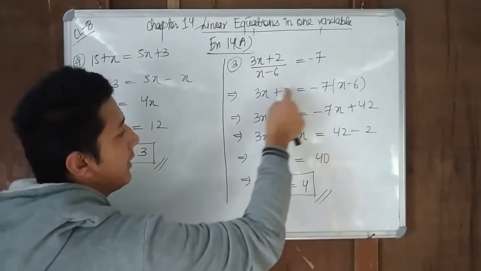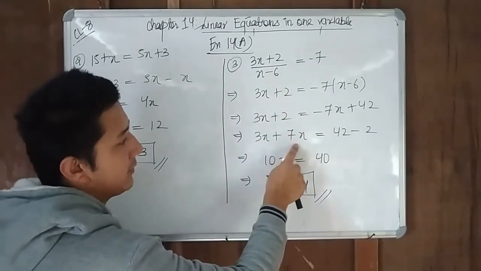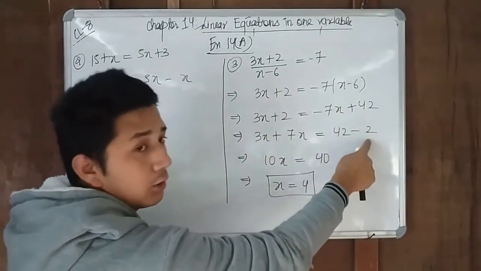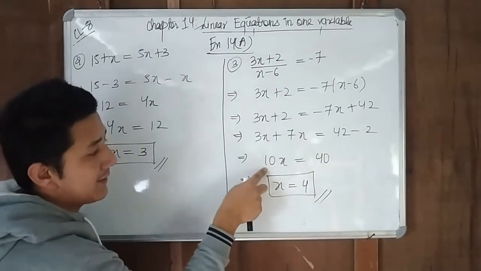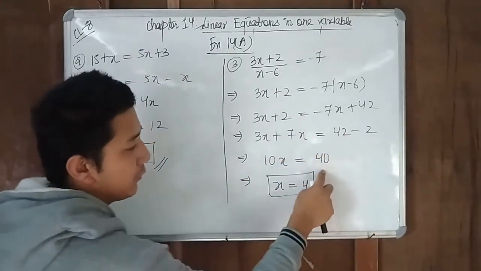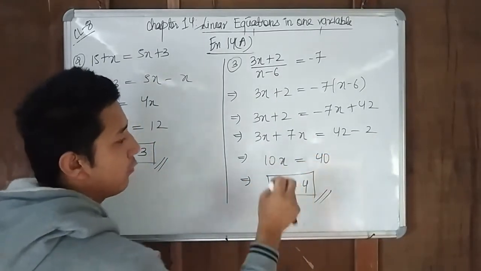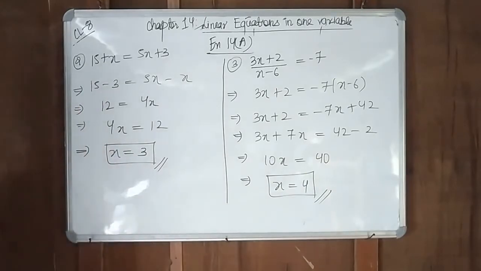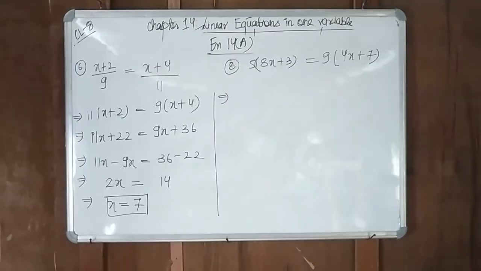Keep x together. 3x plus 7x is equals to 42 minus 2. Now 3x plus 7x is 10x. 42 minus 2 is 40. So 10 ones are 10, 10 fours are 40. So x equals to 4. So please pause the video, note it down.